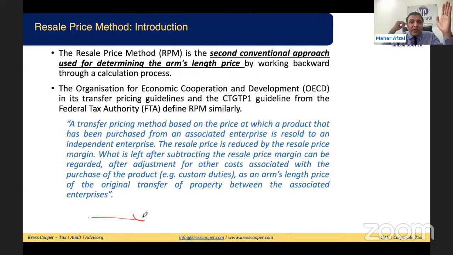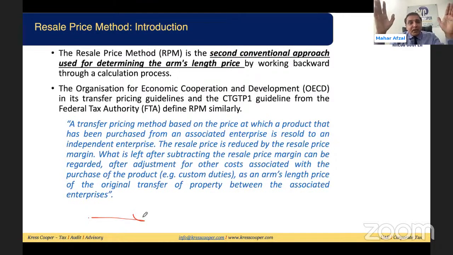But we are concerned with the price in between A and B. So basically, the price at which party B is selling the goods or services into the market, less we need to deduct the margin. Once we are deducting the margin of B, and once we are adjusting the additional cost of B, the remaining will be my arm's length price, the price which would have been for the delivery of the goods in between A and B.